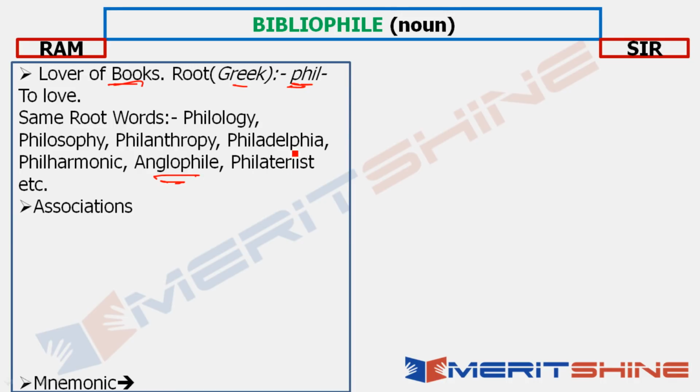philatelist. Okay, the spelling is wrong here. Philatelist. That was a typo. So philatelist, one who collects or studies stamps, right? So these are the same root words, with the same meaning.